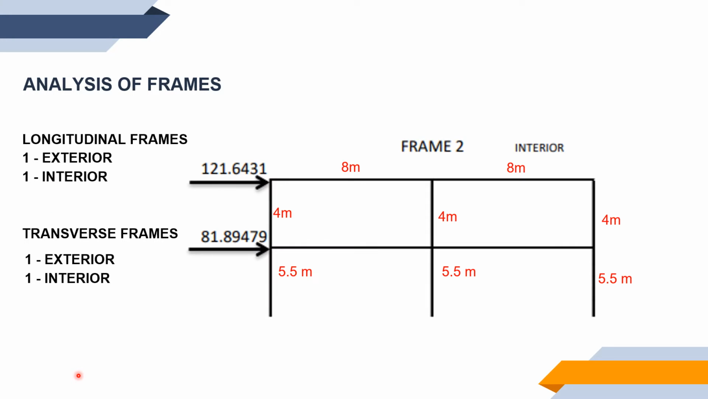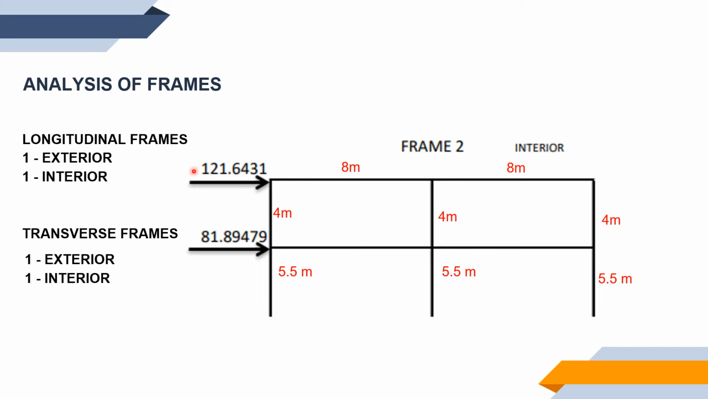In this case, we have frame 2, which is an interior frame. This is the end product of our seismic frame loading. So this is our frame. It has dimensions. We have 8 meters; our beams are 8 meters long. And our column for the second floor is 4 meters, and the story height, or the column for the first story, is equal to 5.5 meters.